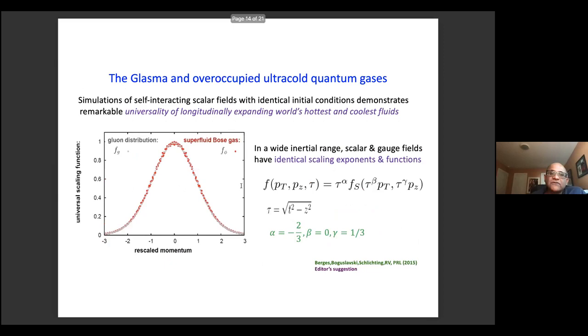And what we find remarkably is that these coefficients are identical, as well as the self-similar scaling function, to that of self-interacting scalar fields with identical initial conditions. Okay, so there's a remarkable universality that one observes between the longitudinally expanding hottest fluid on Earth and the coldest fluid, which are these ultra-cold atomic gases represented by self-interacting scalar fields. You find that they have exactly the same values for alpha, beta, and gamma.